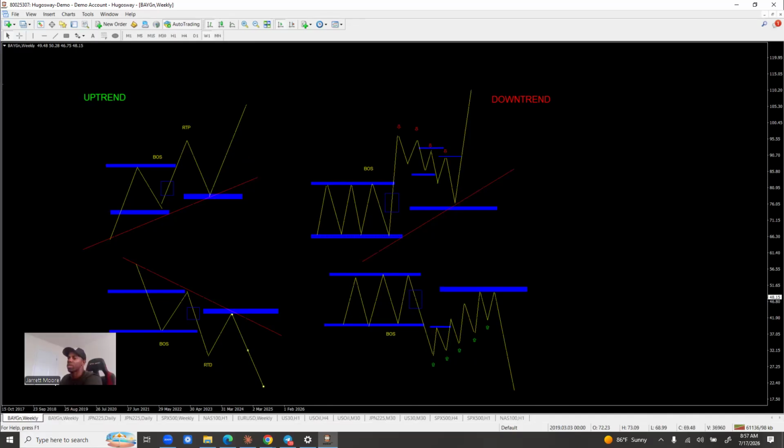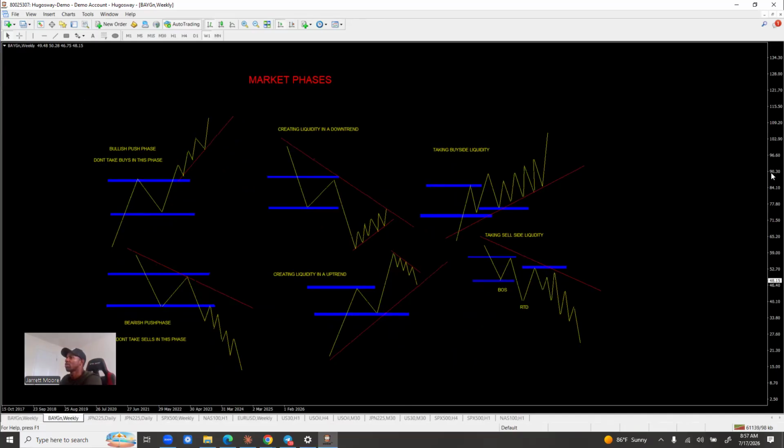Now, the other thing is market phase. The market has a market phase that you want to identify before you even think about placing a trade. So we have a bullish push phase. That's when the market breaks structure and continues to climb, right? As you can see, break of structure continues to sell, right? Usually tradable on a weekly or sometimes daily time frame, or if the market just starts to trend after a strong breakout, then you have creating liquidity against a trend.